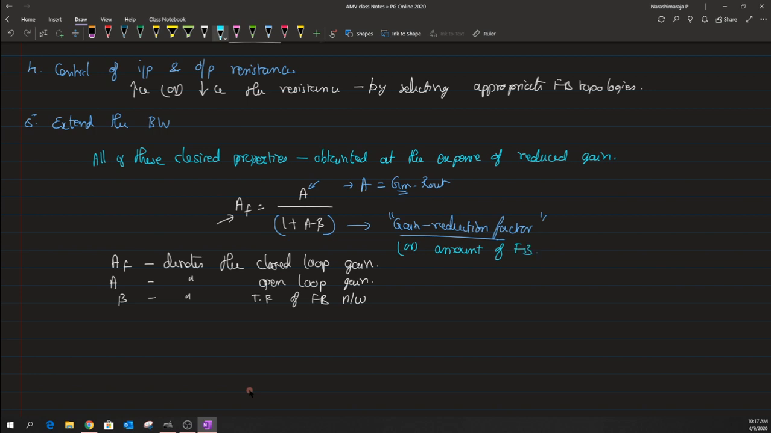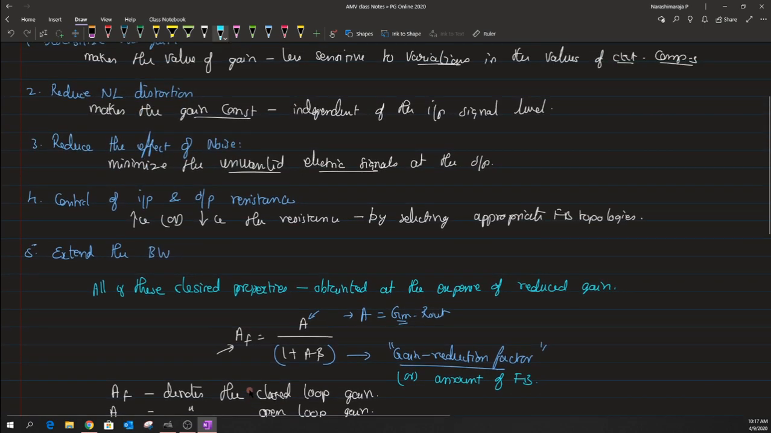Okay, yeah. So in short, what it really means for us is that the basic idea of a negative feedback circuit is to trade off gain for other desirable properties. Okay, so we are giving up the gain in favor of all those 5 different properties that I said earlier.